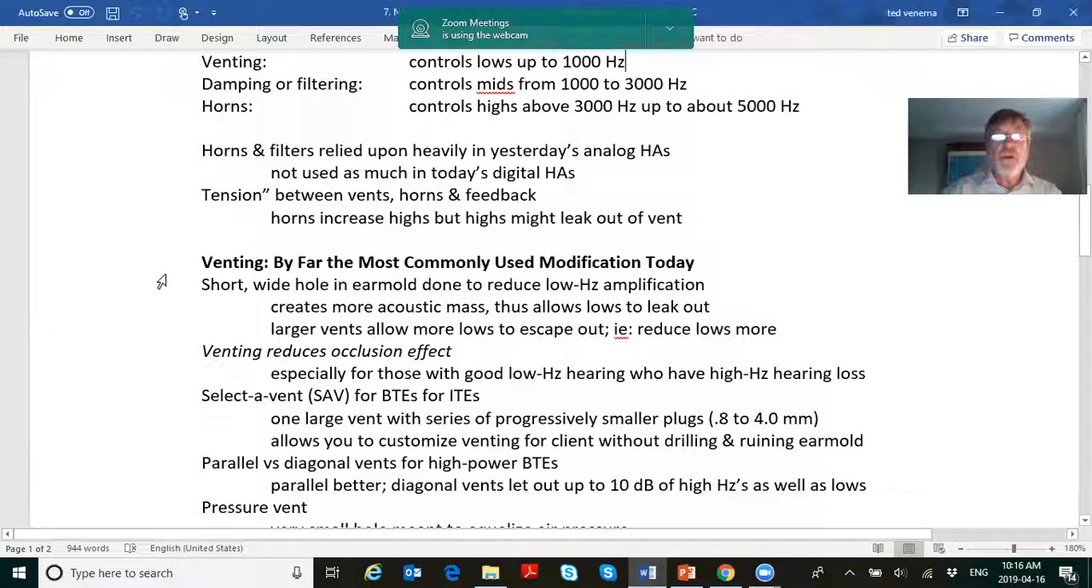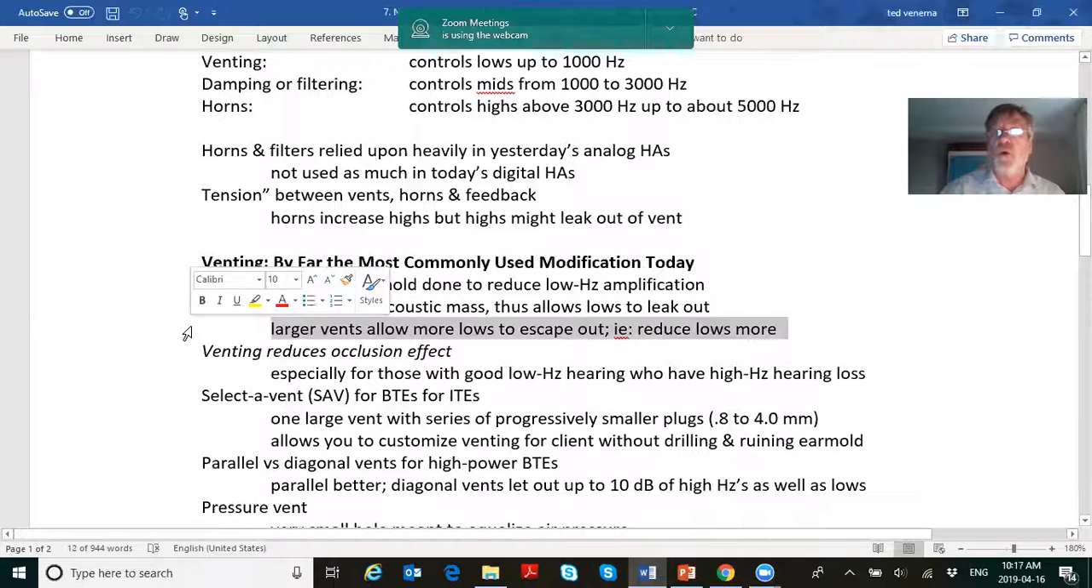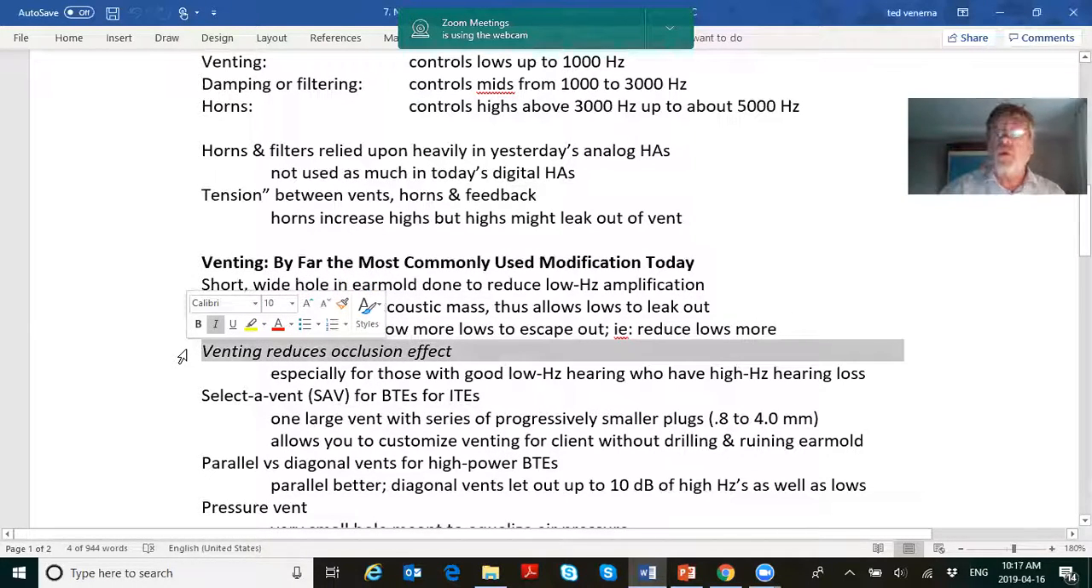It's a short hole in the ear mold done to reduce low frequency amplification. It creates more acoustic mass and lets the lows therefore leak out. The bigger the vent, the more the lows escape. Venting reduces the occlusion effect.